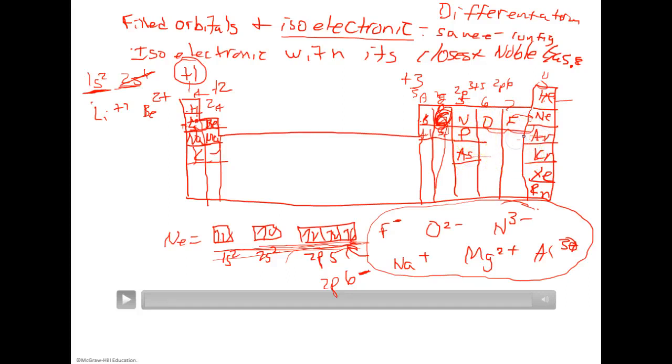Oxygen, sulfur, selenium, these all have -2s. The nitrogen group has -3s. Everything here, fluorine, chlorine, bromine, iodine, they all have -1s. So you have a way now to predict the charges for the main group elements.